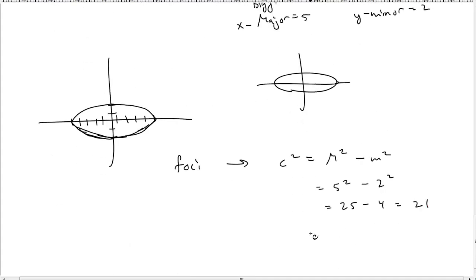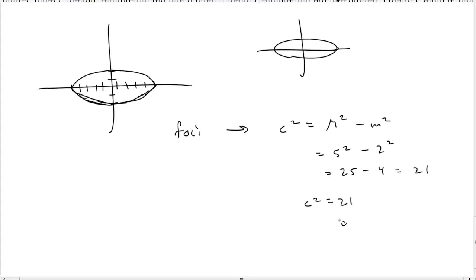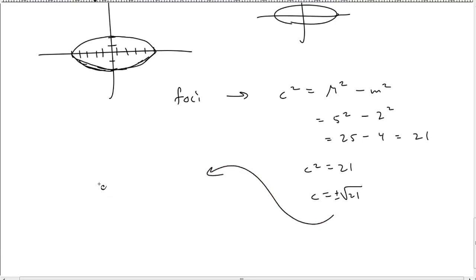And that would make a 21. So c squared is equal to 21. So to solve for c, you square root both sides and get the square root of 21. Notice, though, that when you square root both sides, you definitely have to have a plus and a minus, and that's kind of why the answer ends up being this way.